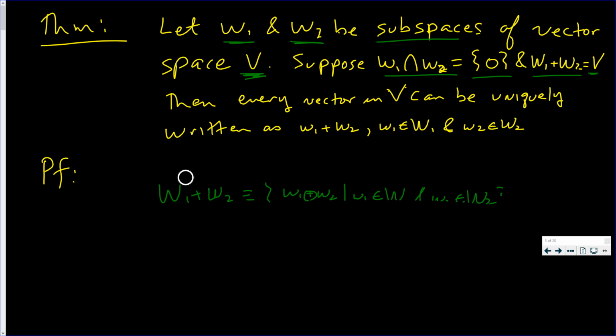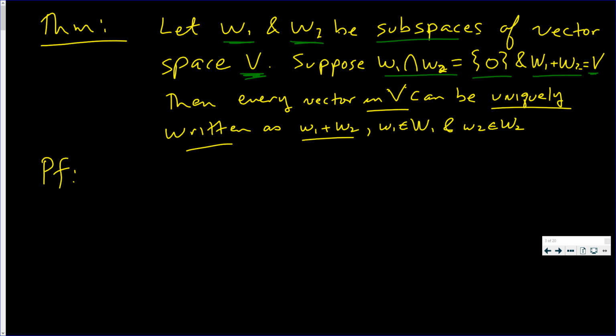Now, I want to show that any vector in V can be uniquely written as w1 plus w2, where w1 and w2 live in the right places. Okay, so let's try to prove this.